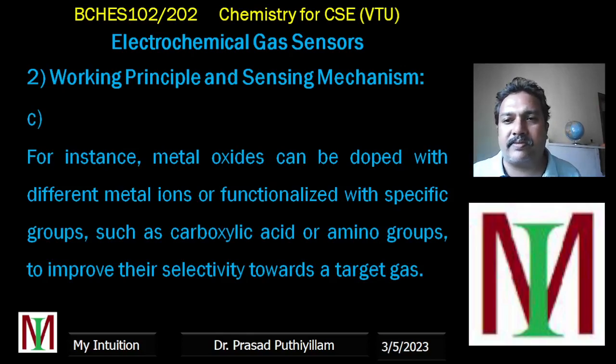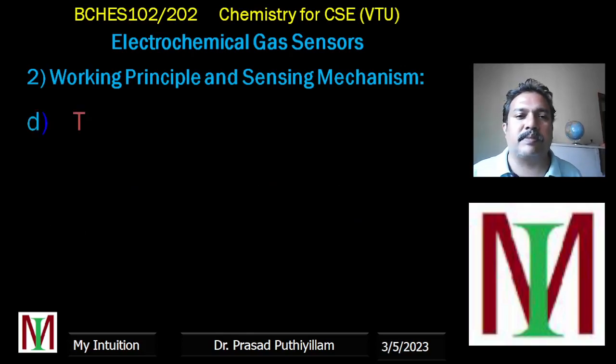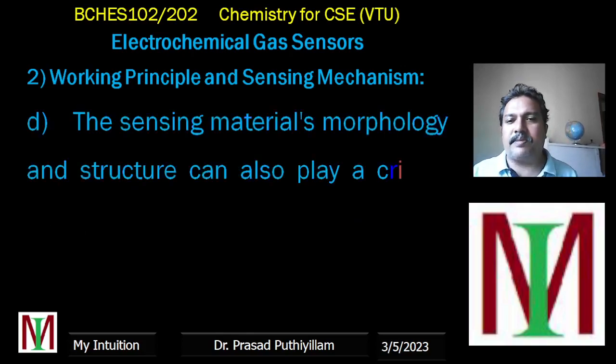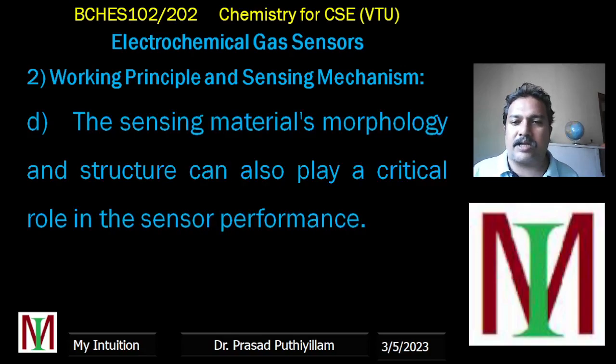What is the carboxylic acid functional group? You may know that it is COOH. The amino group is the NH2 group. That is added to the metal oxide sensing material that we are using. Then there is an improvement of the sensing mechanism. The sensing material's morphology and structure can also play a critical role in sensor performance. Material morphology means the surface nature, what is seen not by our eye but at the microscopic level.